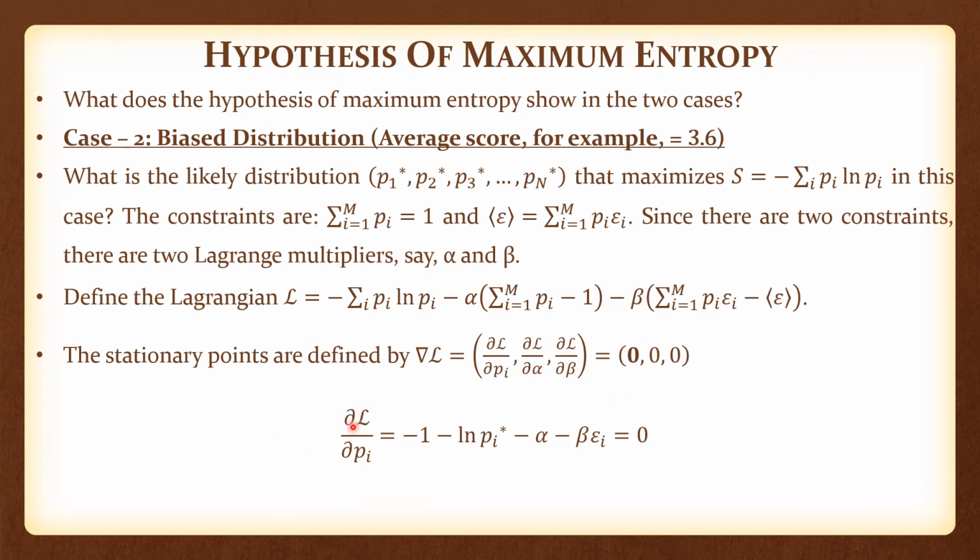Now if I were to take the dou L dou pi, the first part we already saw, minus 1 minus log pi star, because this function is the same, so the derivative is the same. And for this also we saw it's minus alpha, and here it is quite clear that the derivative is minus beta into epsilon i, so this is equal to 0. Now this means pi star is exponential of minus 1 minus alpha minus beta into epsilon i.